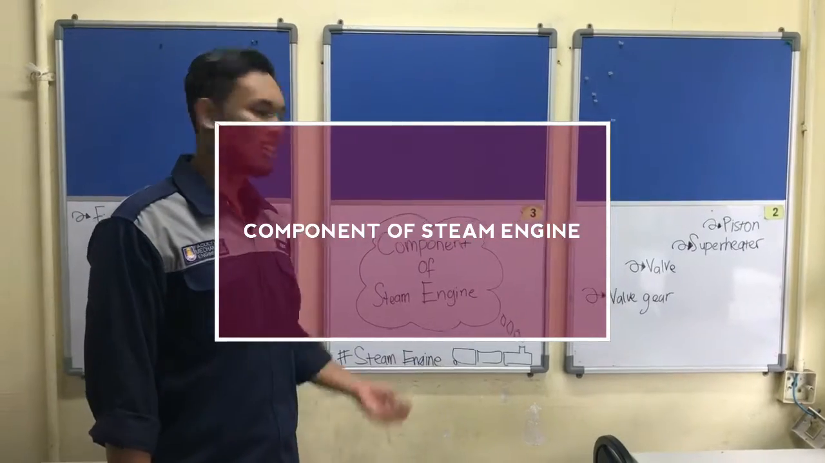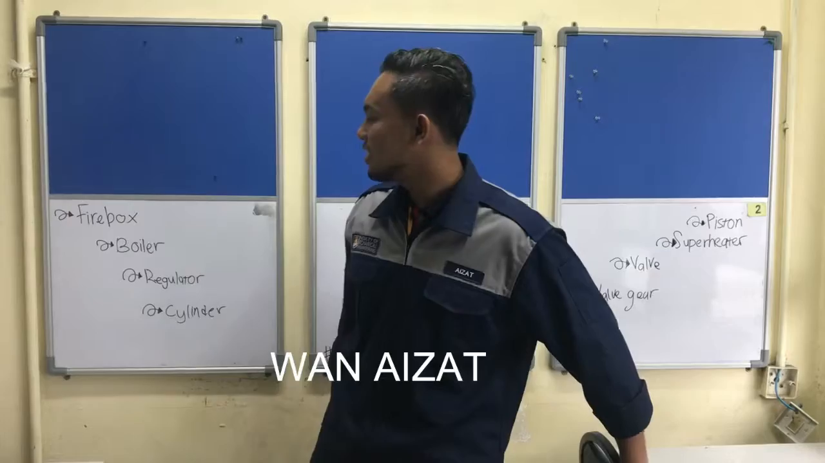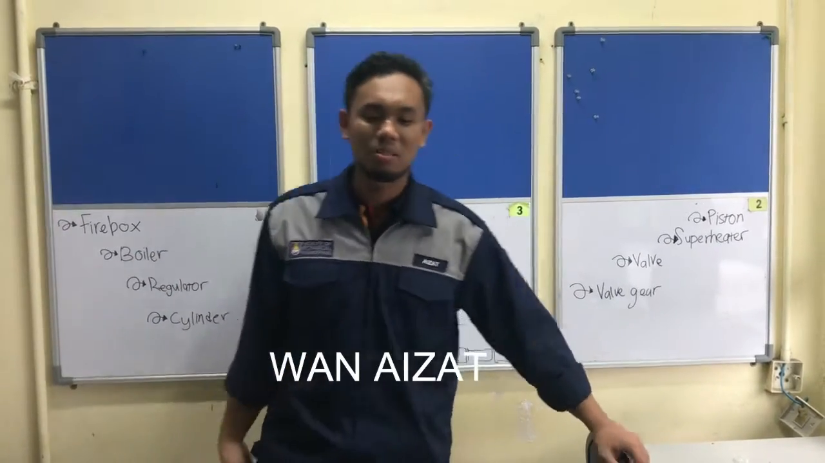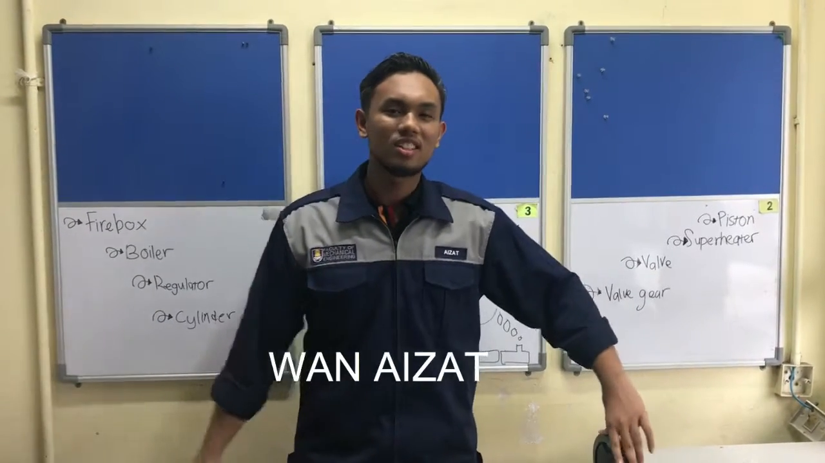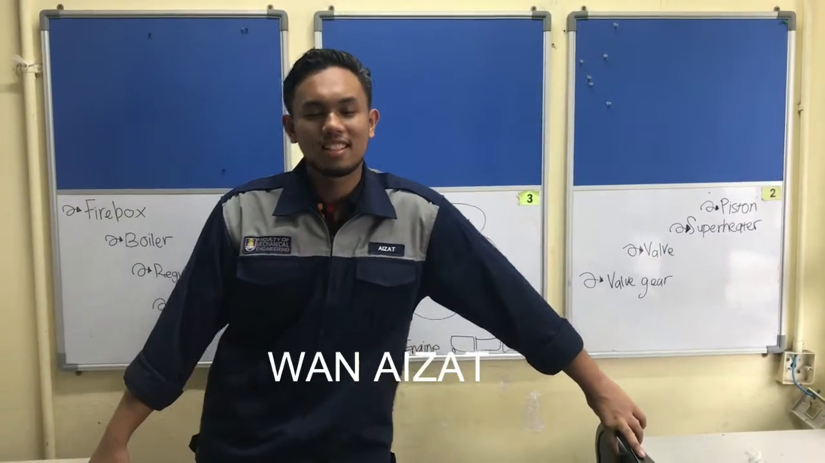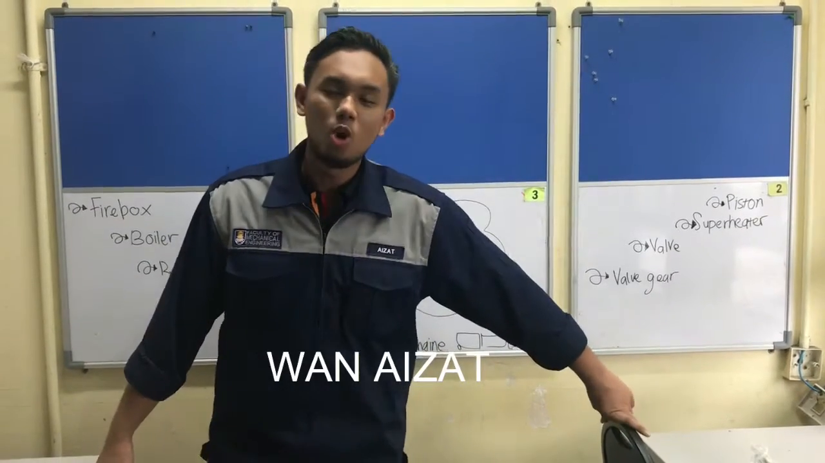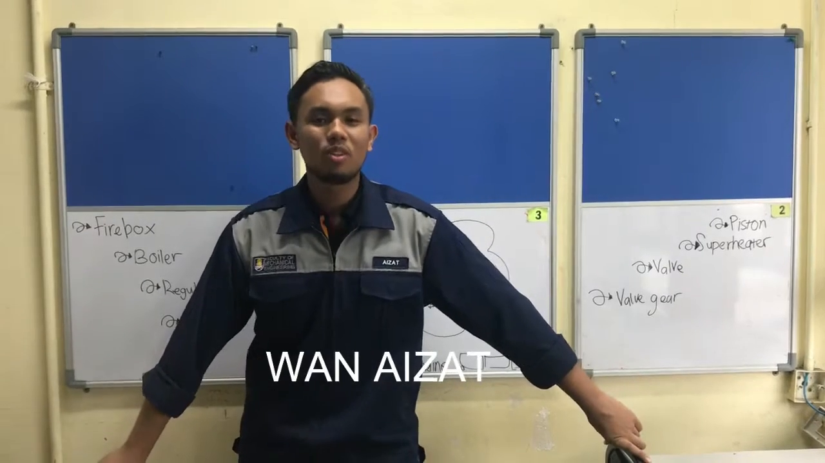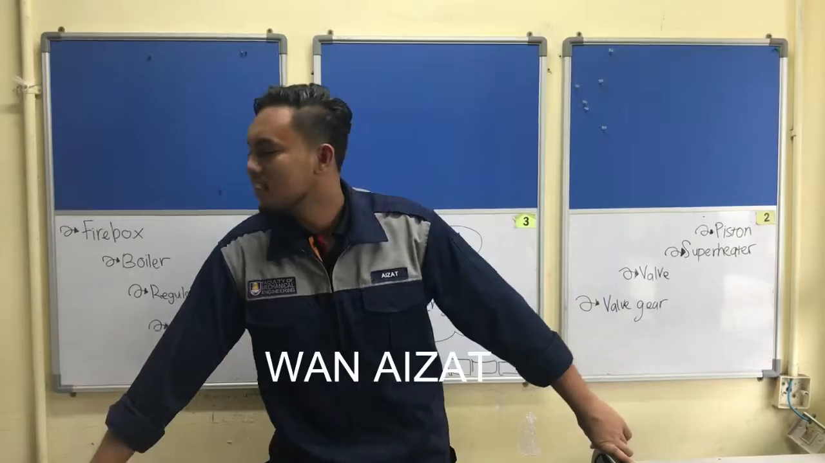The next is the components of the steam engine. The first component is the firebox. The firebox is a furnace chamber that is built into the boiler and surrounded by water. Various combustible materials are used as fuel, such as wood, coke, oil, and coal. But the common fuel is wood or oil.